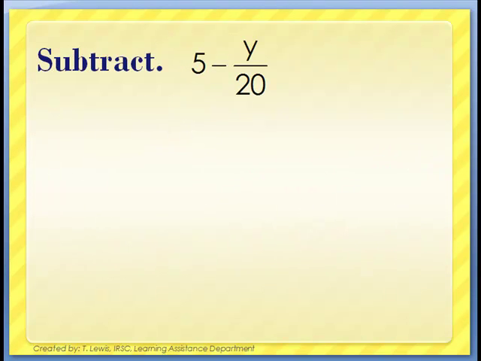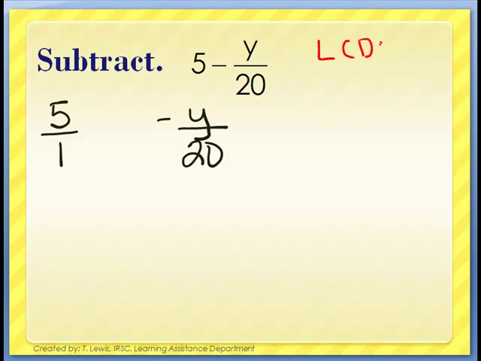We have 5 minus y over 20. And we're going to subtract 5 minus y over 20. So before we begin, we have 5, which is a whole number. And we want to make that 5 into a fraction by placing a 1 under it. So now we are able to find the least common denominator.